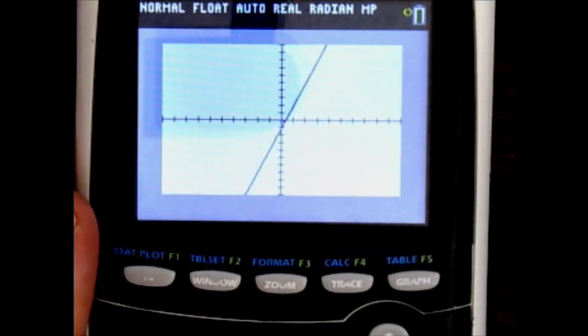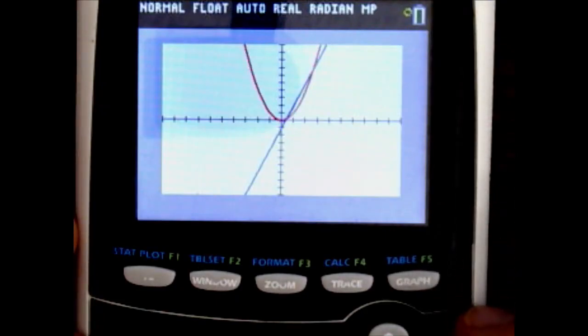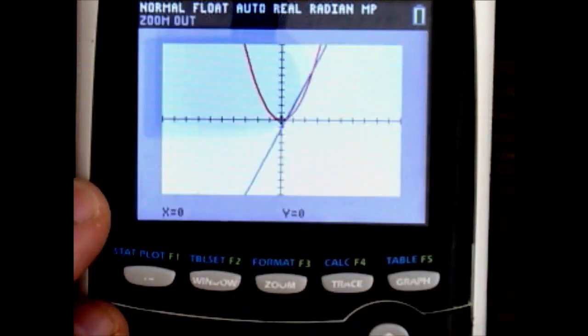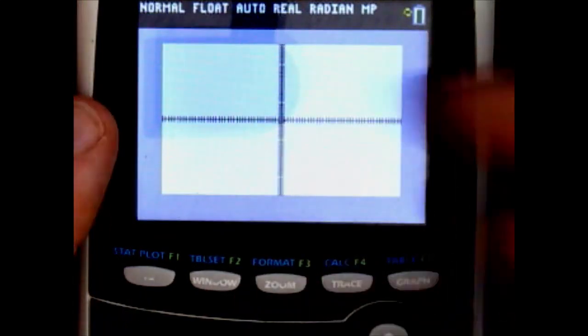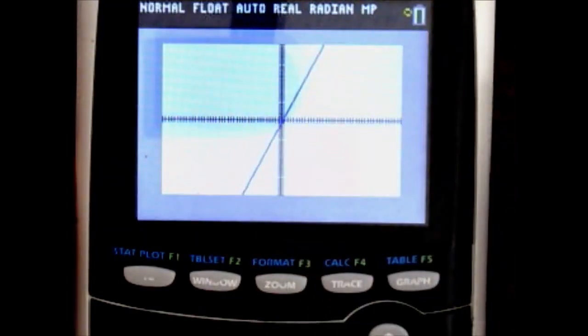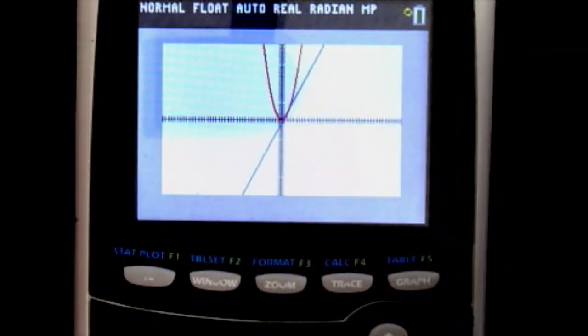and we can do zoom 3, which will be zooming out. Let me show you how that works. So you hit zoom 3, enter, and that creates a larger window. Okay, and so you've zoomed out, and so now everything's a lot tighter.